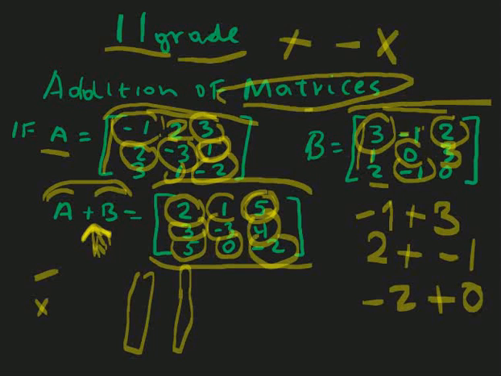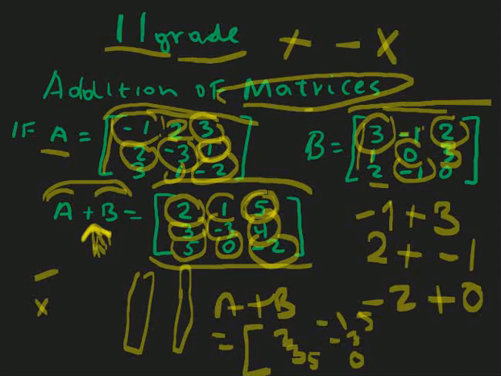So adding A plus B for the matrices, this is the final answer: 2, 3, 5 for the first column, -1, -3, and 0, and 5, 4, -2. This is the final answer.